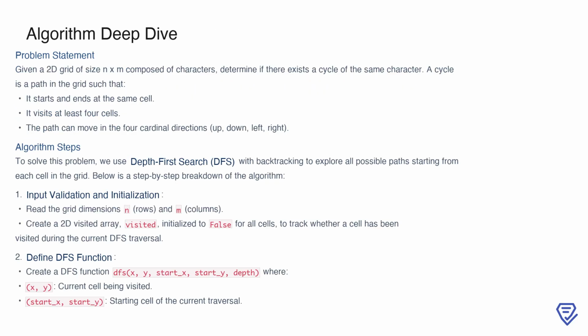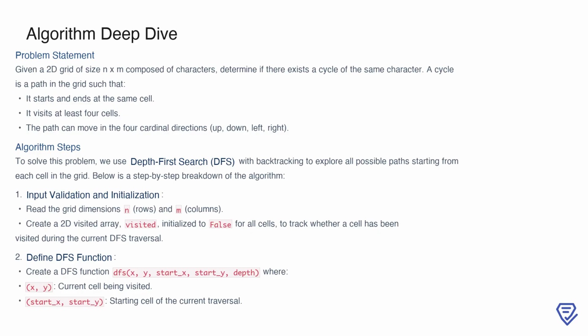In this problem, we are given a 2D grid of characters and need to determine if there exists a cycle consisting of the same character. A cycle is defined as a path that starts and ends at the same cell, visits at least 4 cells, and moves only in the 4 cardinal directions: up, down, left, or right. To solve this, we use depth-first search, or DFS, combined with backtracking to explore all potential paths.